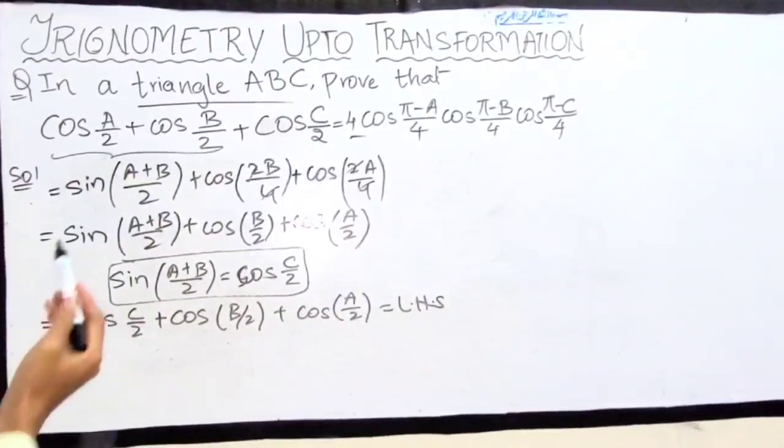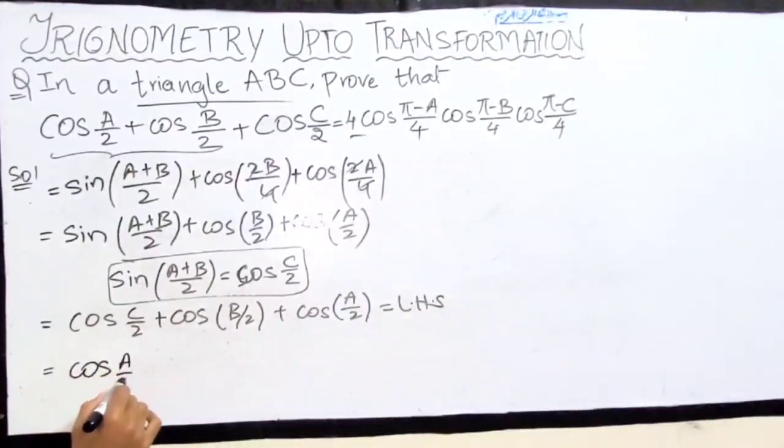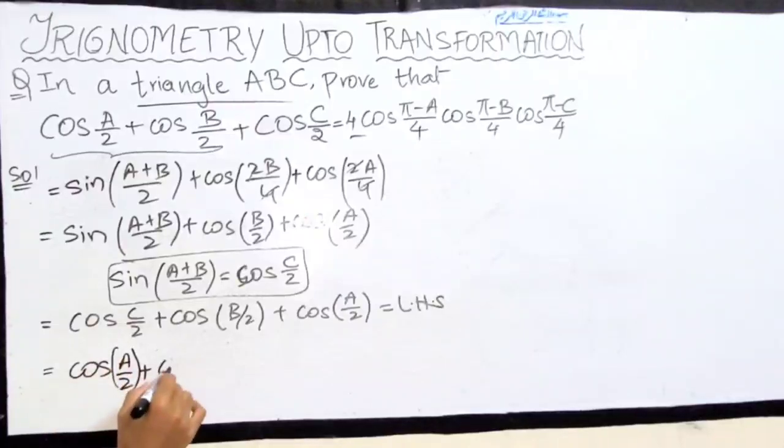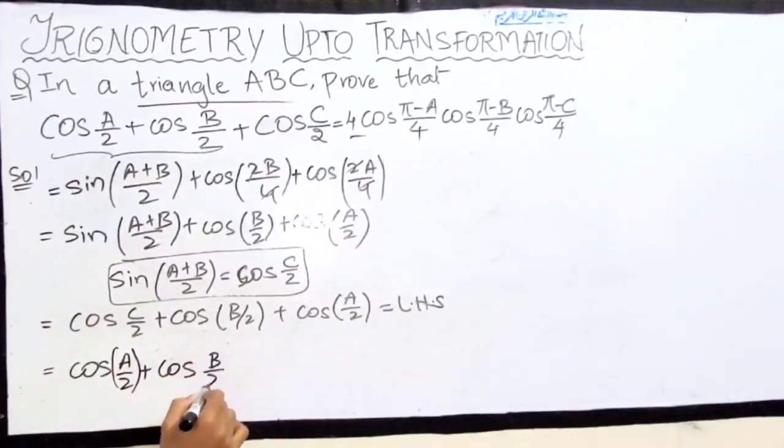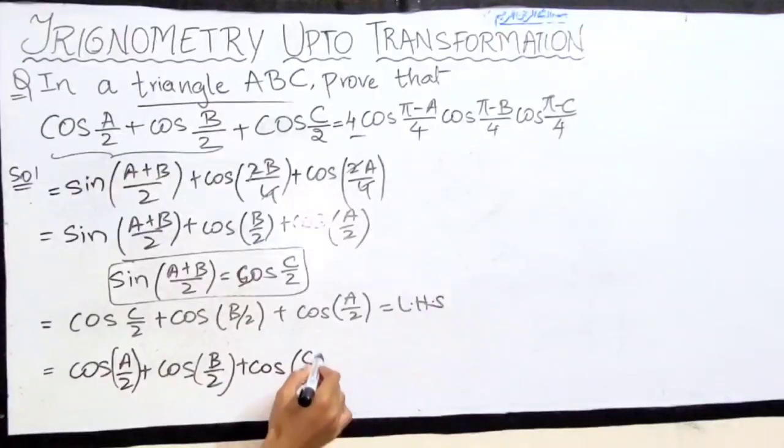If you look here, you can interchange them, since you know it is an addition: cos of a by 2 plus cos of b by 2 plus cos of c by 2. This and this one are the same. Hence, we have solved a 7 marks LAQ, which is a base question from this chapter. On this, there are many other questions you can solve easily by using this concept.